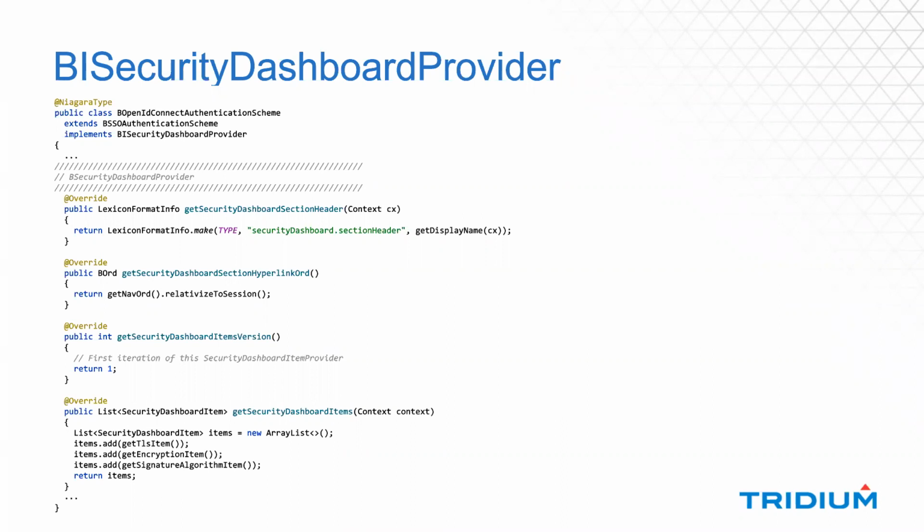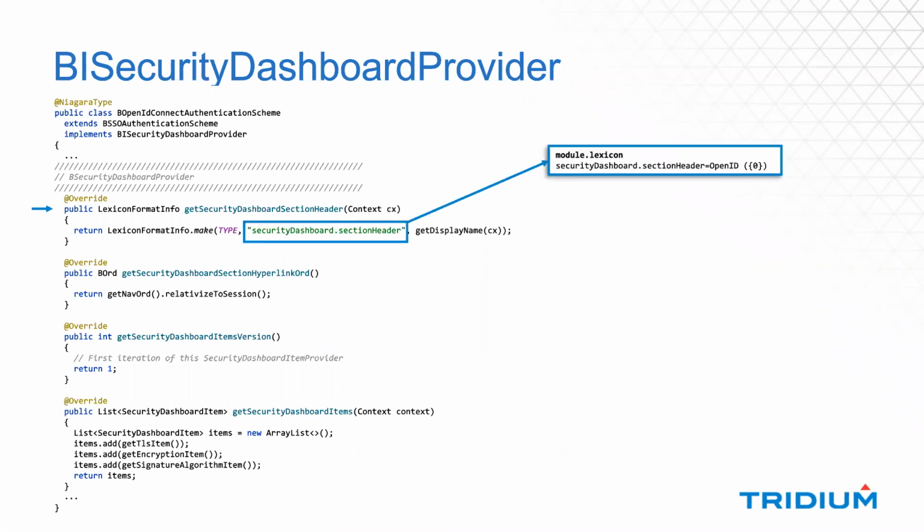I've also implemented the 4 methods that we talked about in the previous slide. First, we're getting the section header. In my module's lexicon file, I've added an entry for the header. That's just OpenID and then the name of the component in the station in parentheses. And I'm adding the component name because I might have multiple OpenID Connect schemes in the station. With the scheme itself being the security dashboard provider, that means I'm going to get one card for each scheme, and I want to be able to differentiate between them.